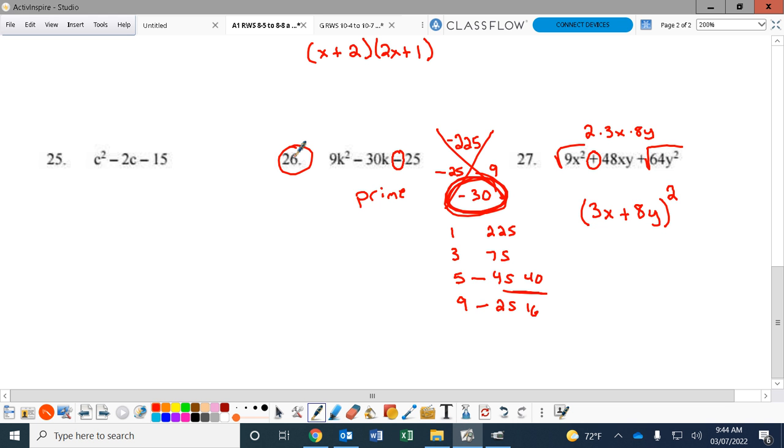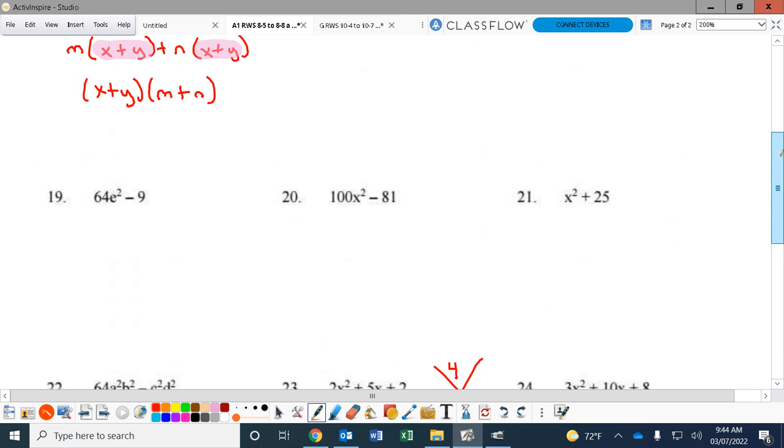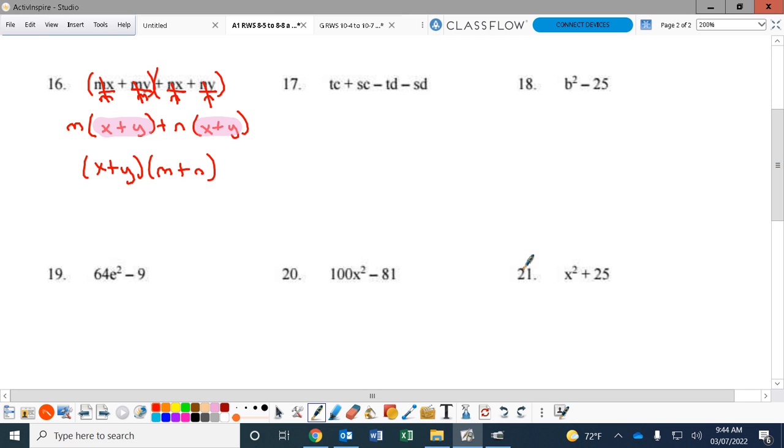There's one exception, guys. If you have a problem like number 21, how do I know immediately this one's prime? No GCF and what else? Guys, you should be able to tell me this immediately. Look at number 21. Why is 21 prime? It's plus. Guys, the only two things you can do when you have two terms is GCF and difference of perfect squares. Is this a difference? No, this is a sum. Because of that, this is prime.